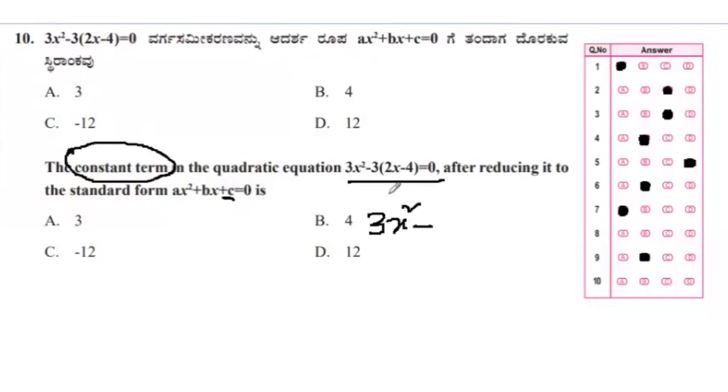3x square minus 3 into 2x is 6x. Minus into minus is plus, 3 4s are 12. Here 3 is A, which is the x square coefficient. 6 is B, which is the x coefficient. And the constant is 12, which is C. So the correct option for this question is D. So I am circling or shading option C for the 10th question.